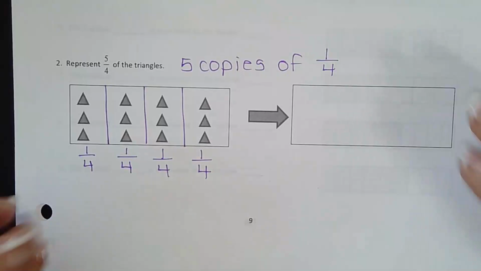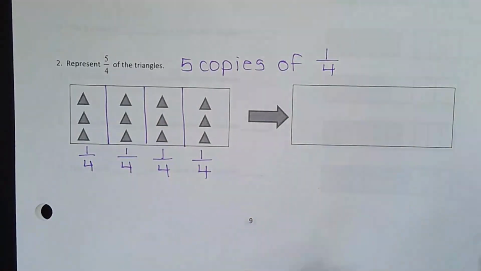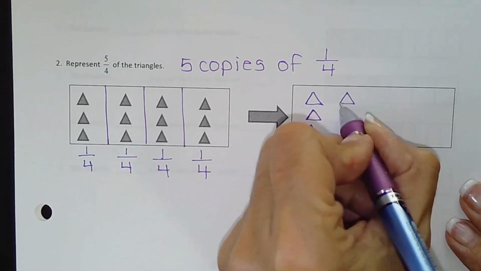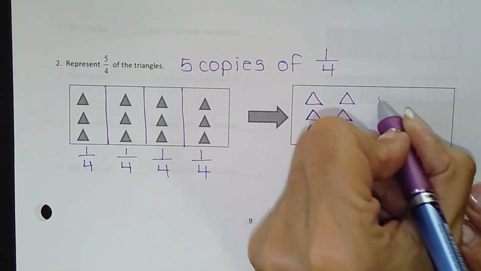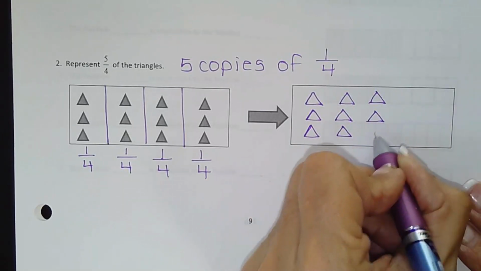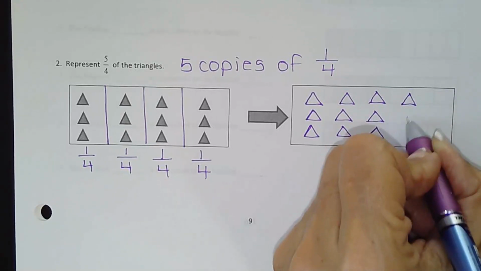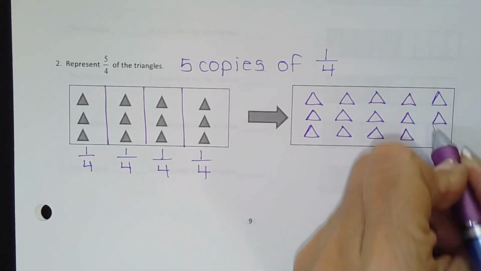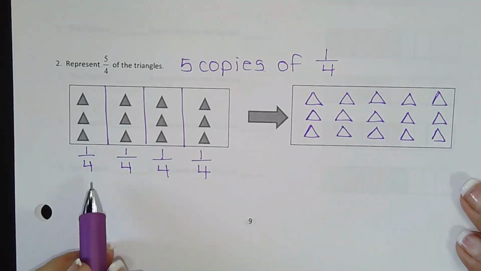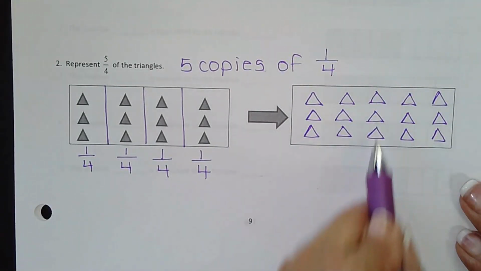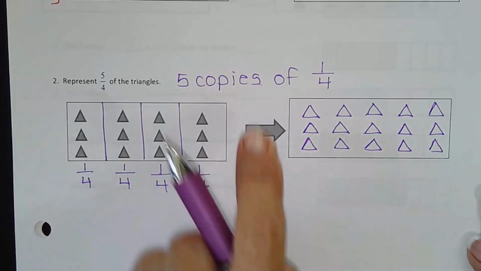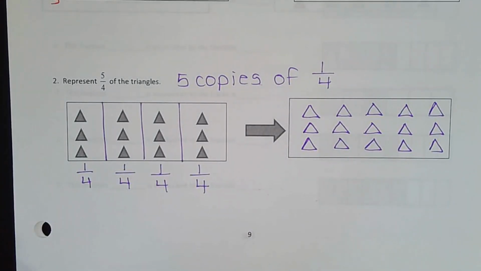So I need 5 copies of 1/4. 1/4 is 3 triangles. So there's 1 copy of 1/4. There's 2 copies of 1/4. There's 3 copies of 1/4. There's 4 copies of 1/4. And here's the 5th copy of 1/4. So 1/4 consists of 3 triangles, 1, 2, 3, 4, 5 copies of 1/4. And that would have been so hard to do without that language, but so dang easy with it.